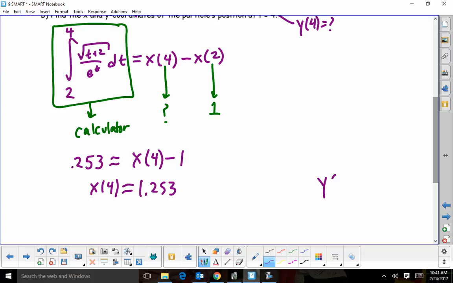Okay, I want you to find y of 4, and I'm going to put it up here and see if you get it correct.